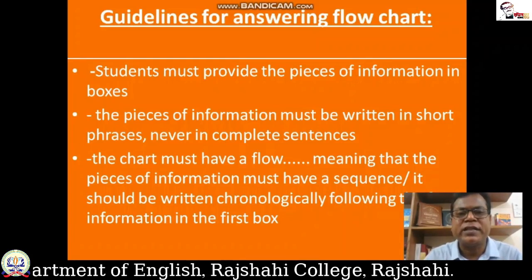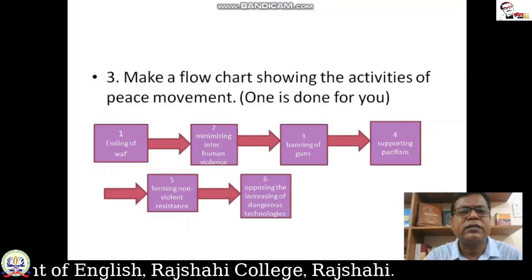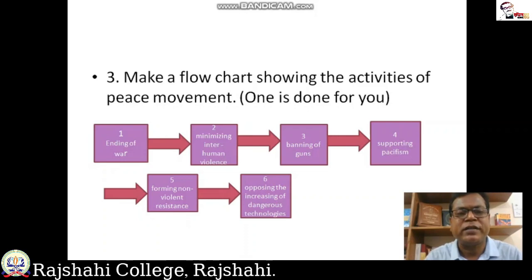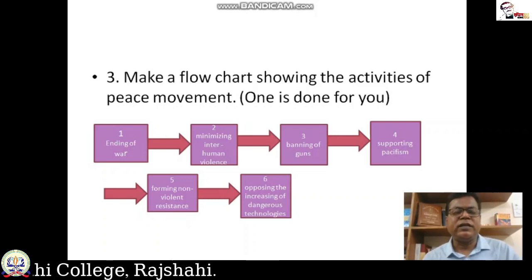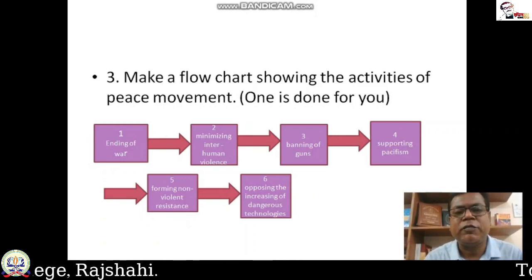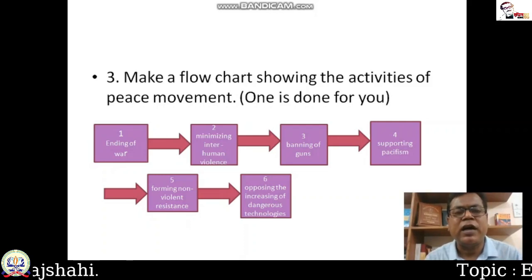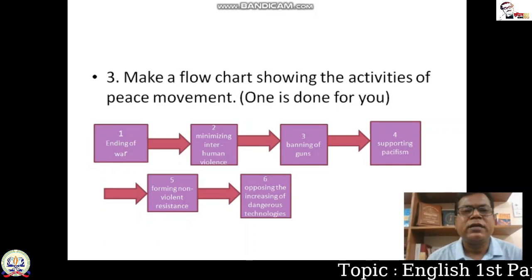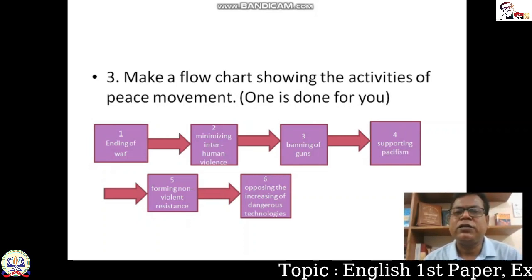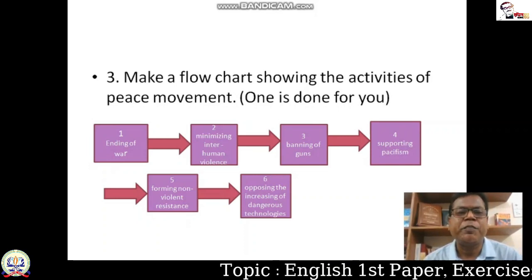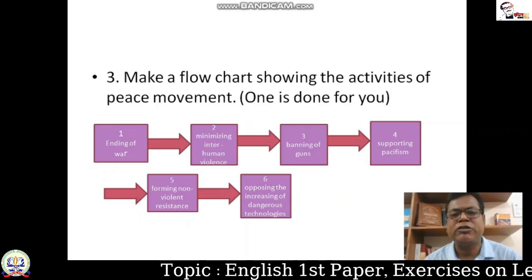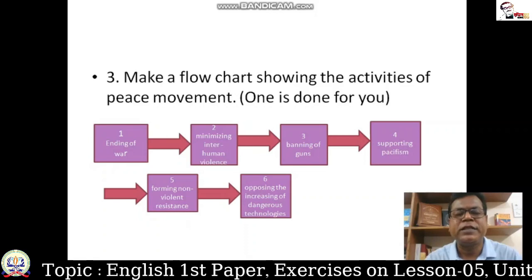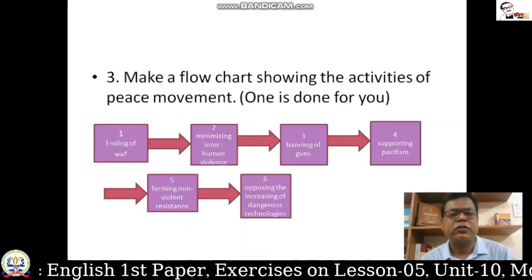Okay, so let's see the question. I know that you have read the text, the peace movement, and you have listened to the lecture of Firoz sir. So now I have set a question on that text. Make a flowchart showing the activities of peace movement. In the text, you have found the activities or objectives of peace movement.